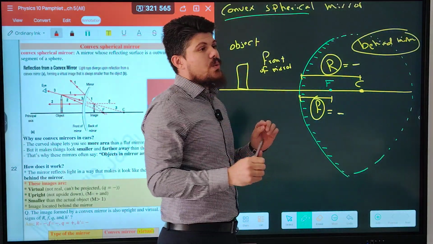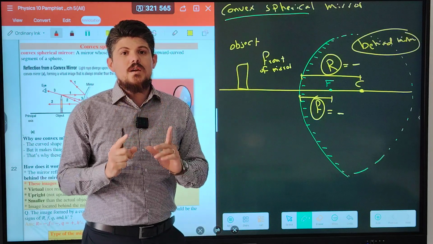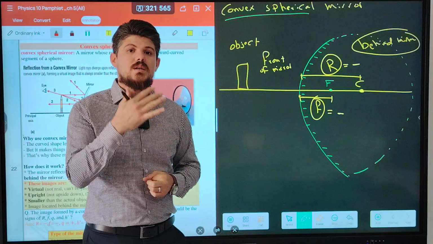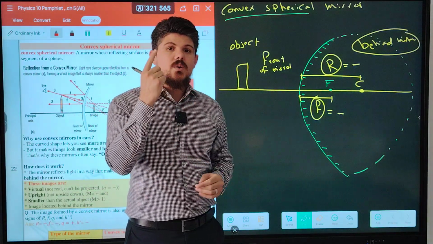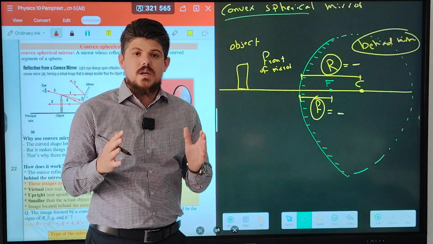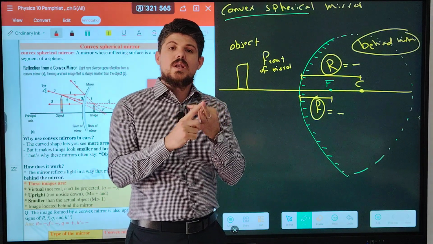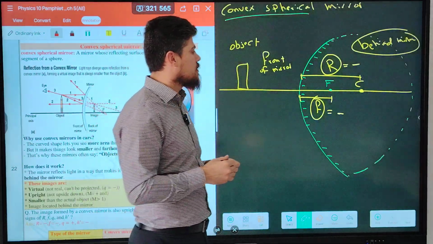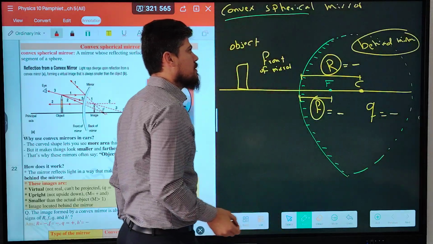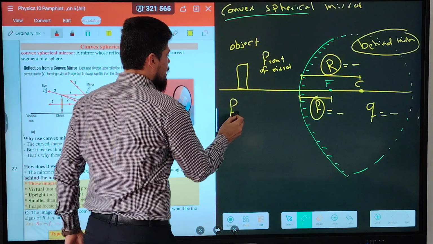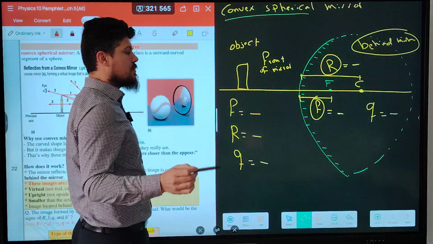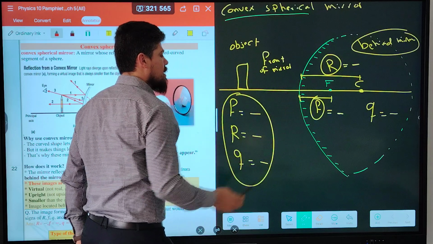In a convex spherical mirror, we have only one configuration. We have one image. It's not like a concave mirror, where we have 6 different types of image. But in convex, we have only one image, so the properties of the image are constant: always reduced, virtual, upright, located behind the mirror. The image is always located behind the mirror, so that is why q is also negative. So in a convex spherical mirror, focal length is negative, radius of curvature is negative, and image distance is negative. Why? Because all of them are located behind the mirror.